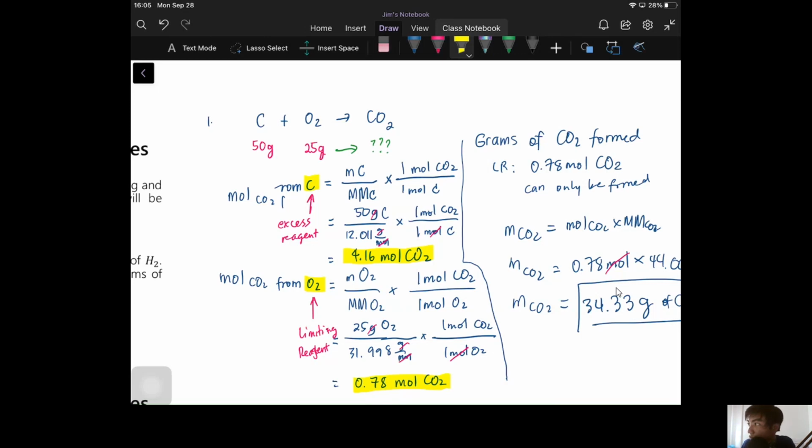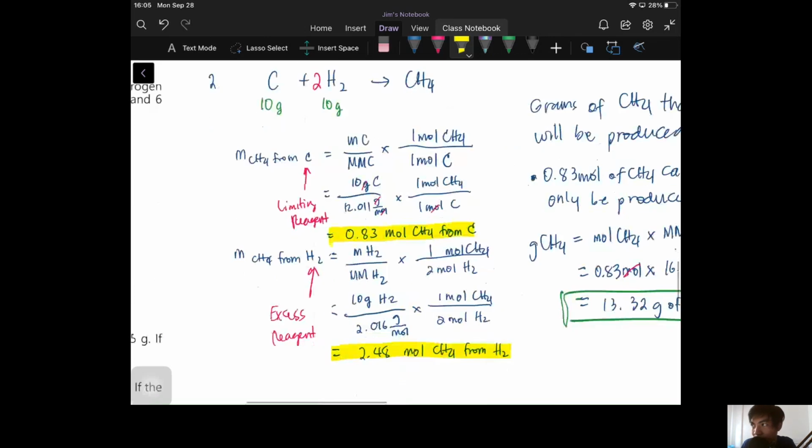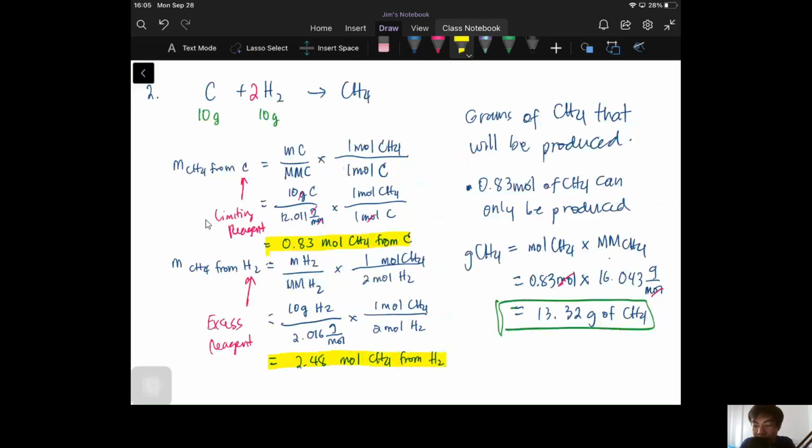The actual yield is usually given in the problem. So let's have this one. You have two amounts of reactants. Convert them into products. The smallest amount of product corresponds to your limiting reagent. Anything in excess will be your excess reagent. When you're asked for the amount of product produced, use the limiting reagent. So this 13.32 grams is your theoretical yield.